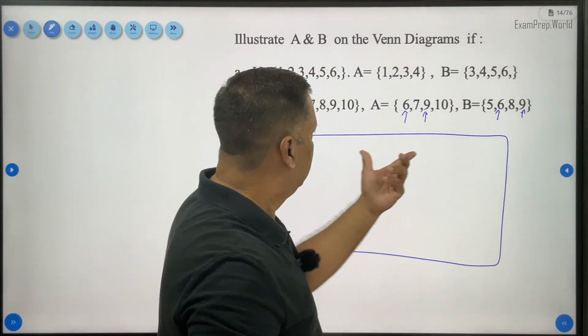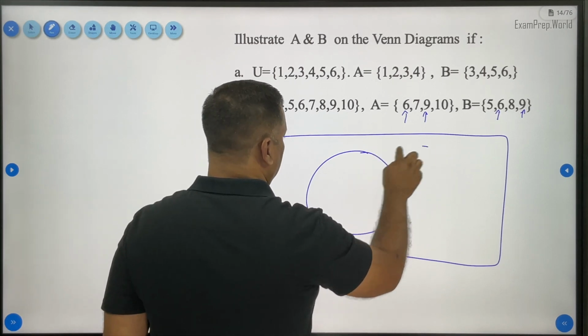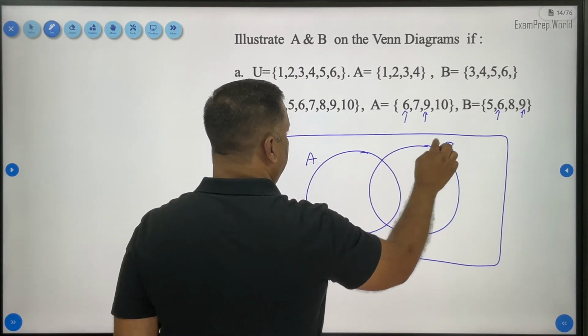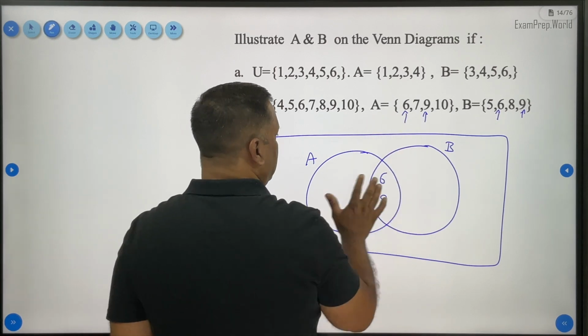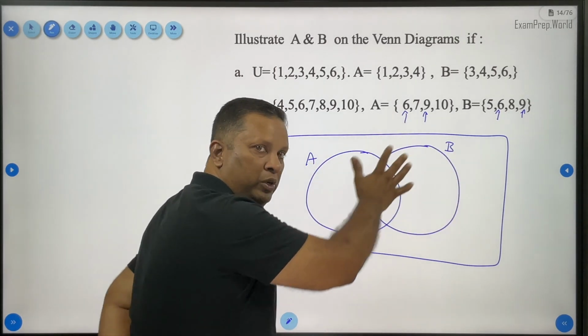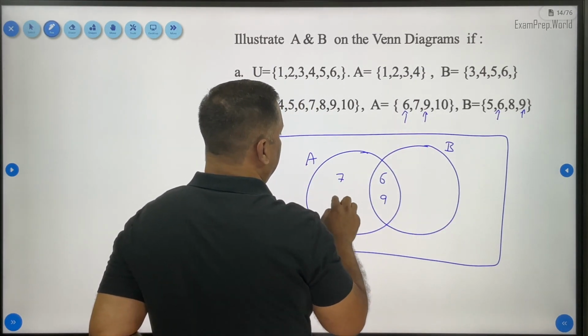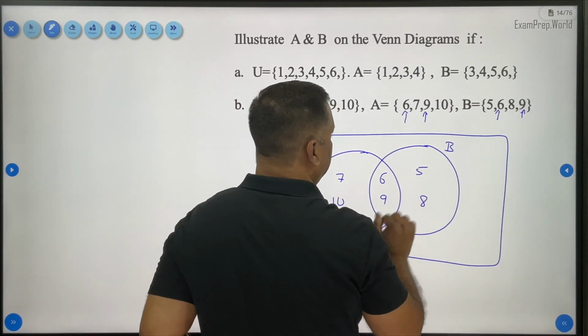So that's definitely, once again we are going to draw two circles which intersect each other. This is set A, this is set B. What is common? 6 and 9. 6 and 9 are in both. So see, A also has 6, 9. B also has 6, 9. Now what are the things which are here? 7 and 10 for A, and for B 5 and 8.